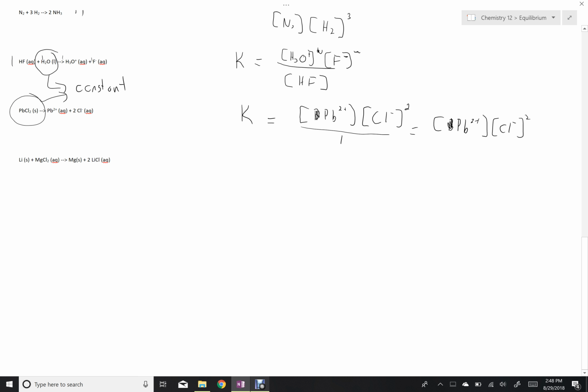Next here, we have a single displacement reaction where magnesium is being displaced out of a solution in favor of lithium. Here, I do not include my 2 solid products, so this would simply be lithium chloride with a coefficient of 2 and magnesium chloride with an exponent of 1, so we don't bother putting it in.